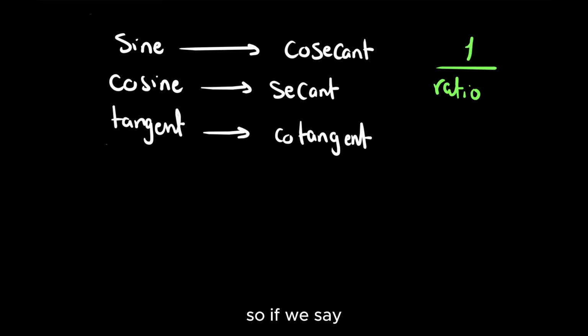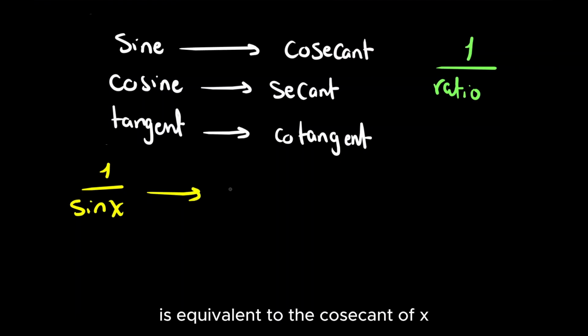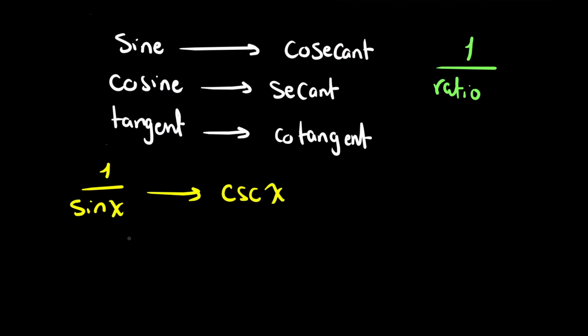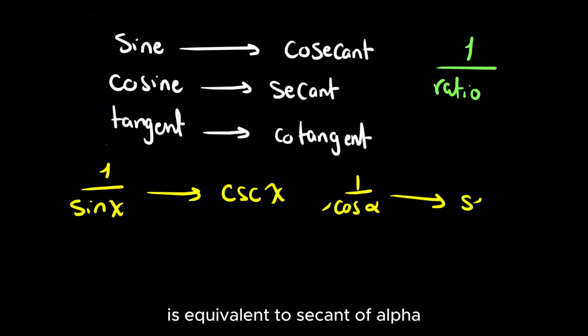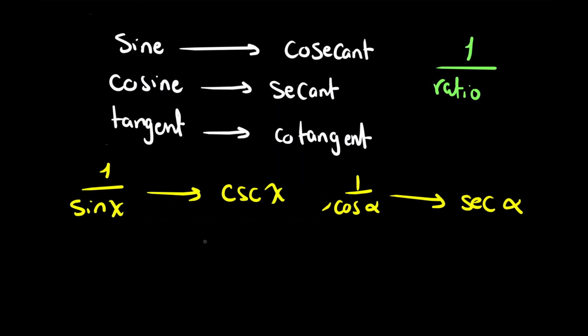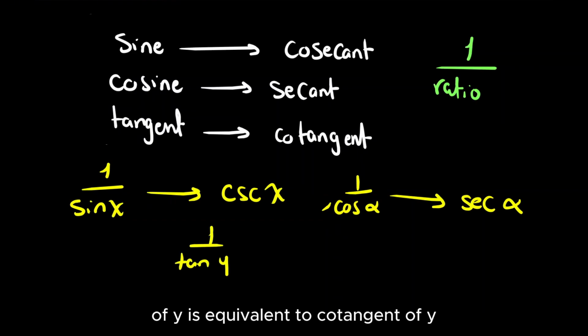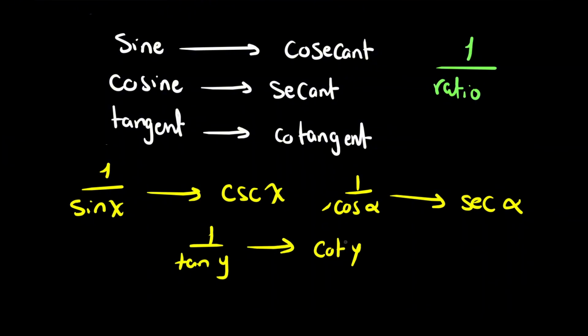So if we say 1 divided by the sine of x is equivalent to cosecant of x, 1 divided by the cosine of alpha is equivalent to secant of alpha, and 1 divided by tangent of y is equivalent to cotangent of y.